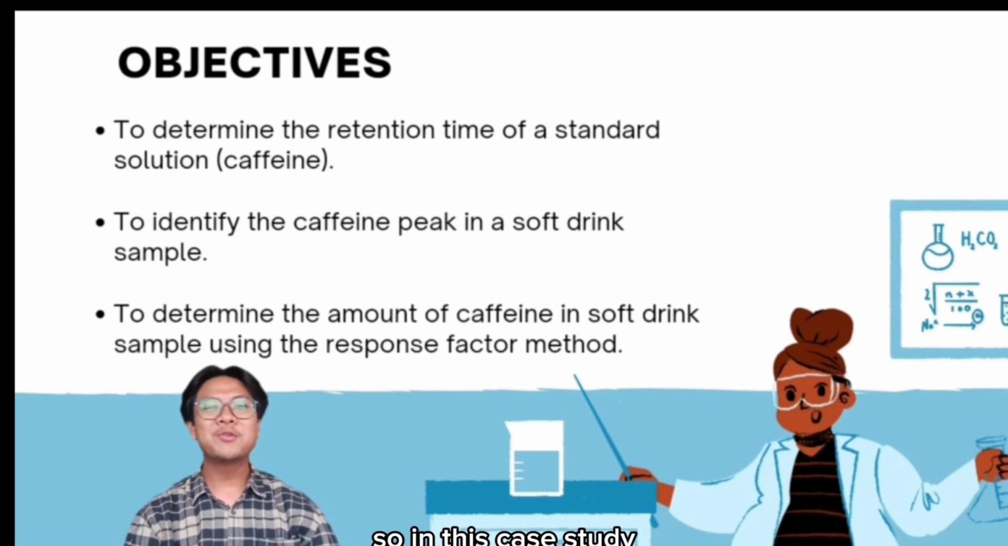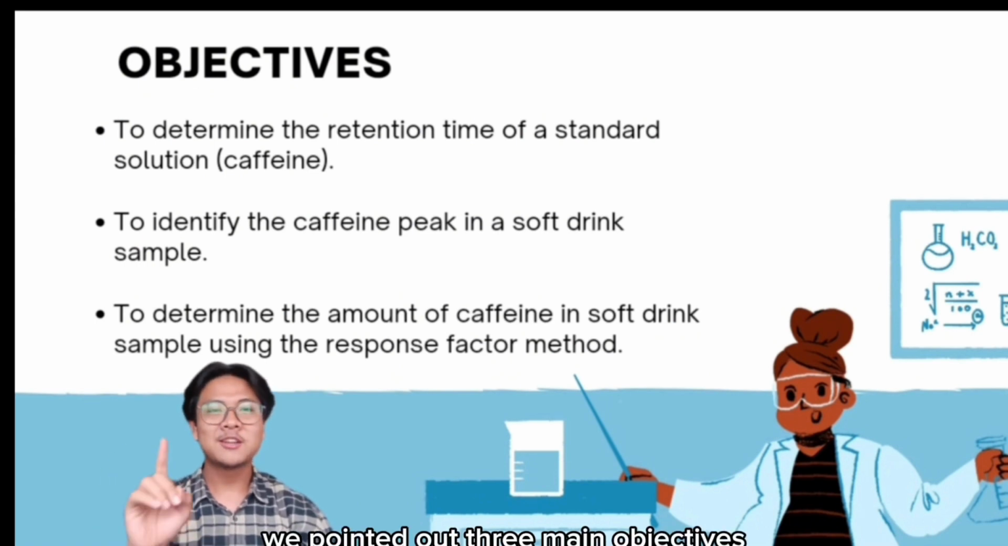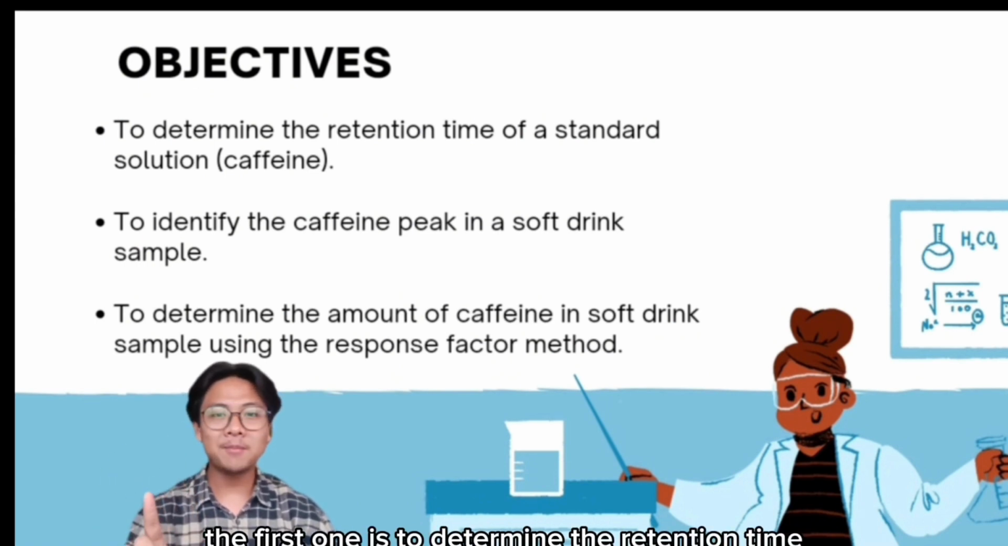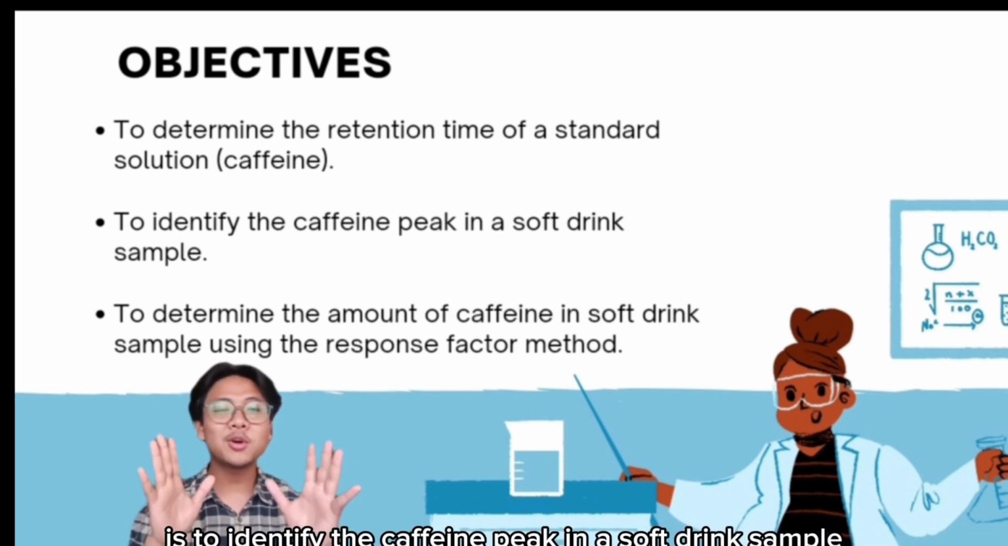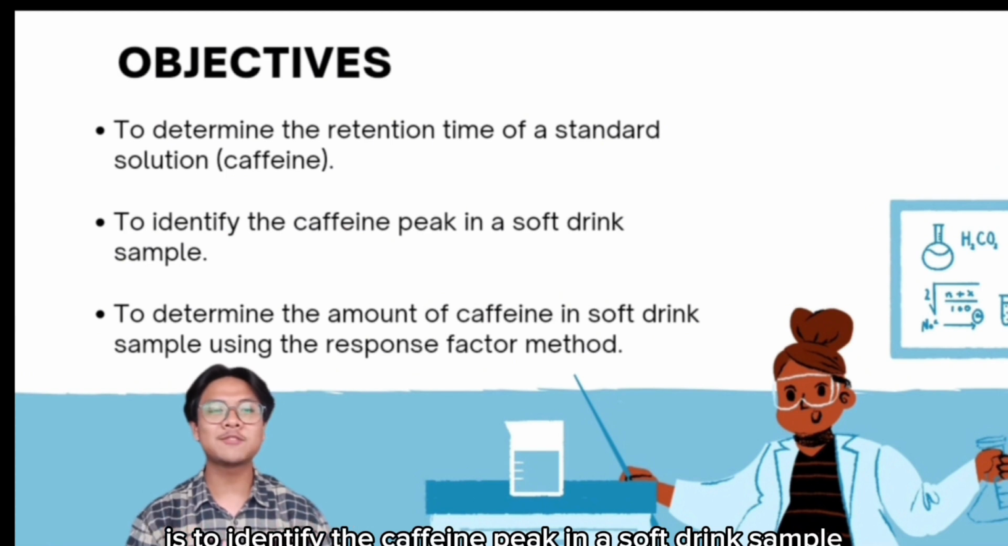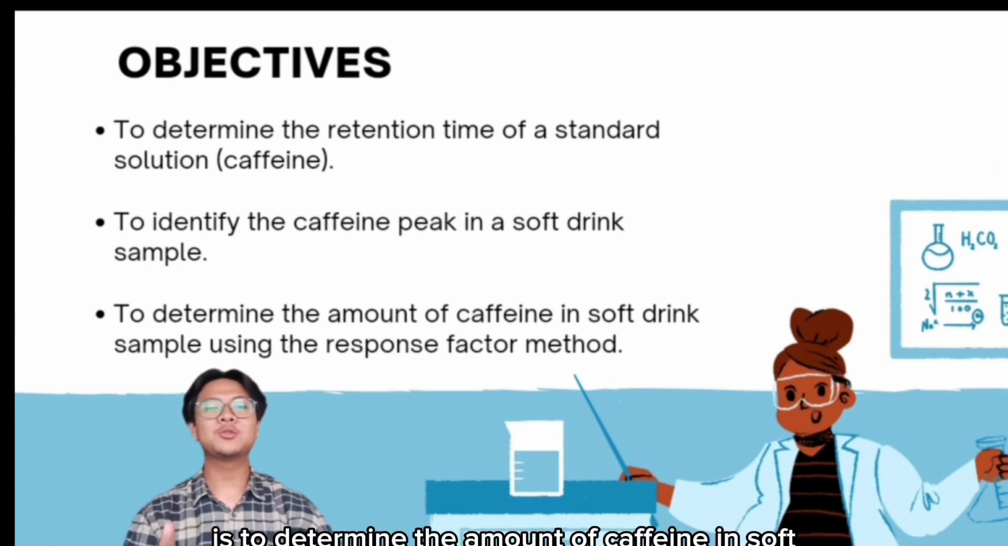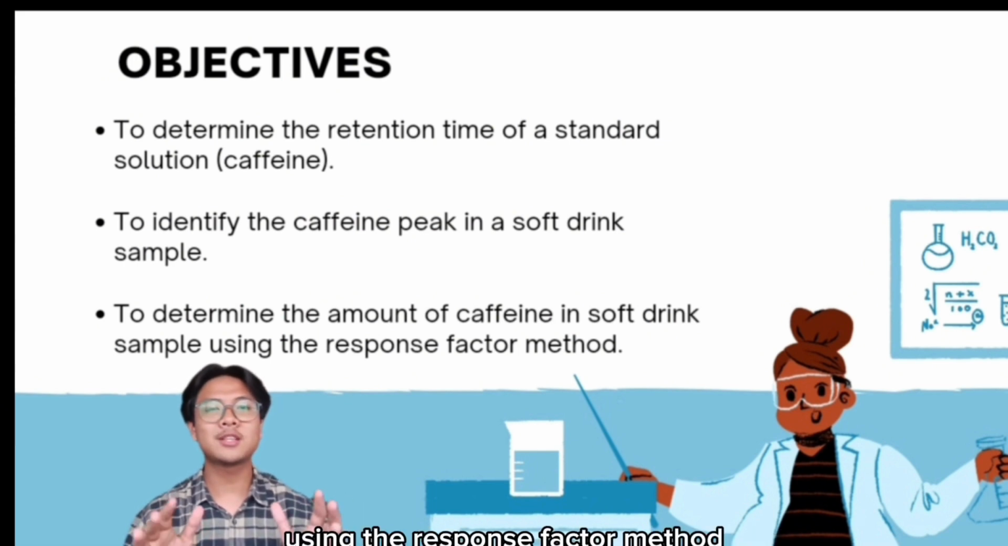So in this case study, we pointed out three main objectives. The first one is to determine the retention time of the standard solution of the caffeine. The second one is to identify the caffeine peak in a soft drink sample. And the third one is to determine the amount of caffeine in soft drink sample using the response factor method.